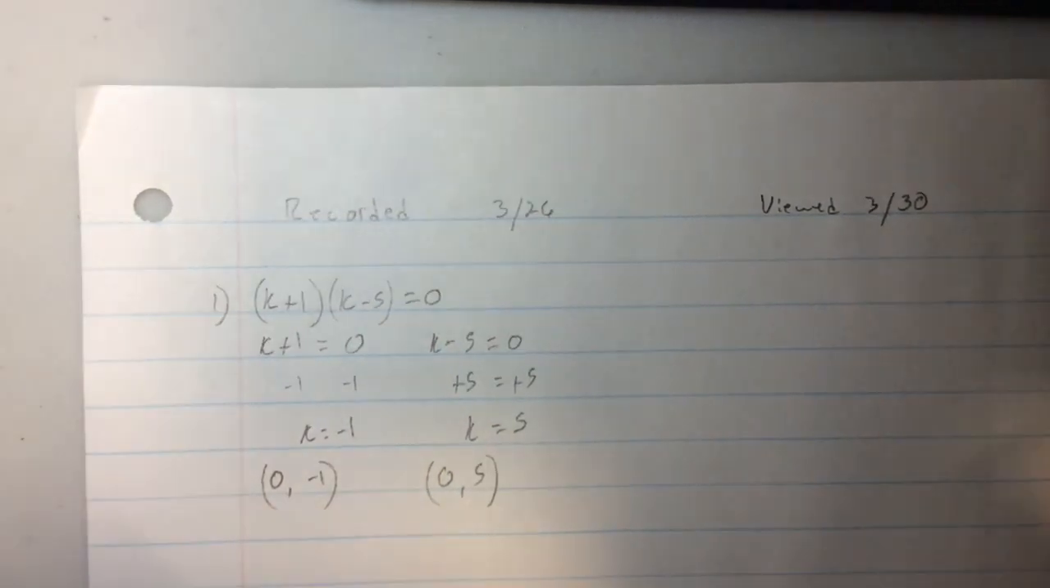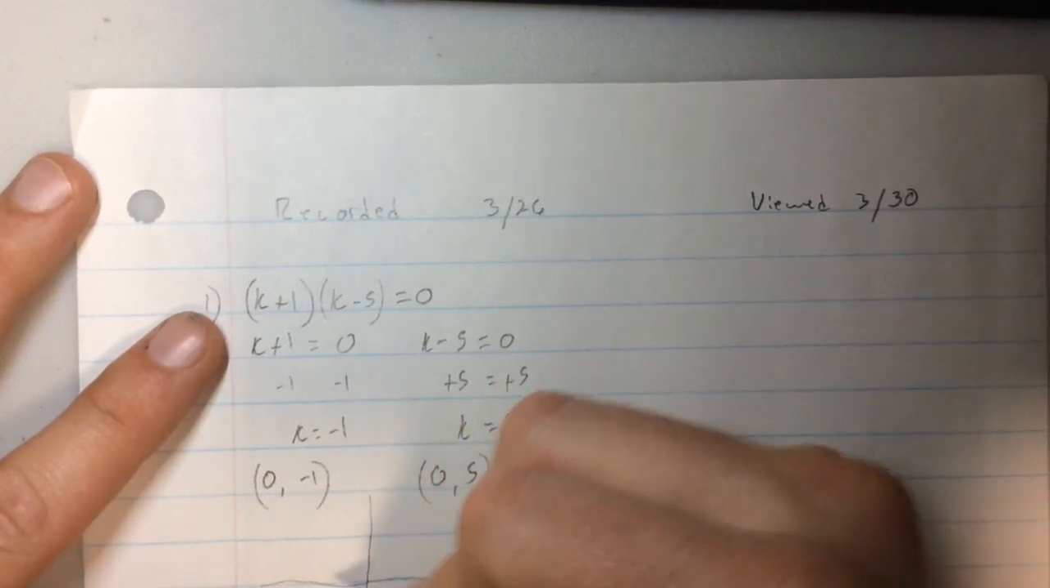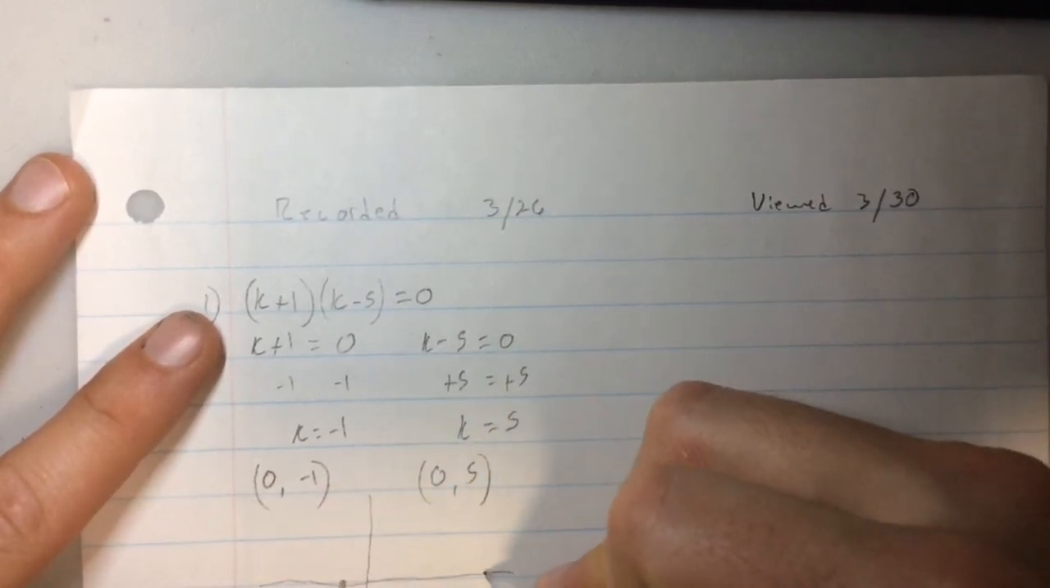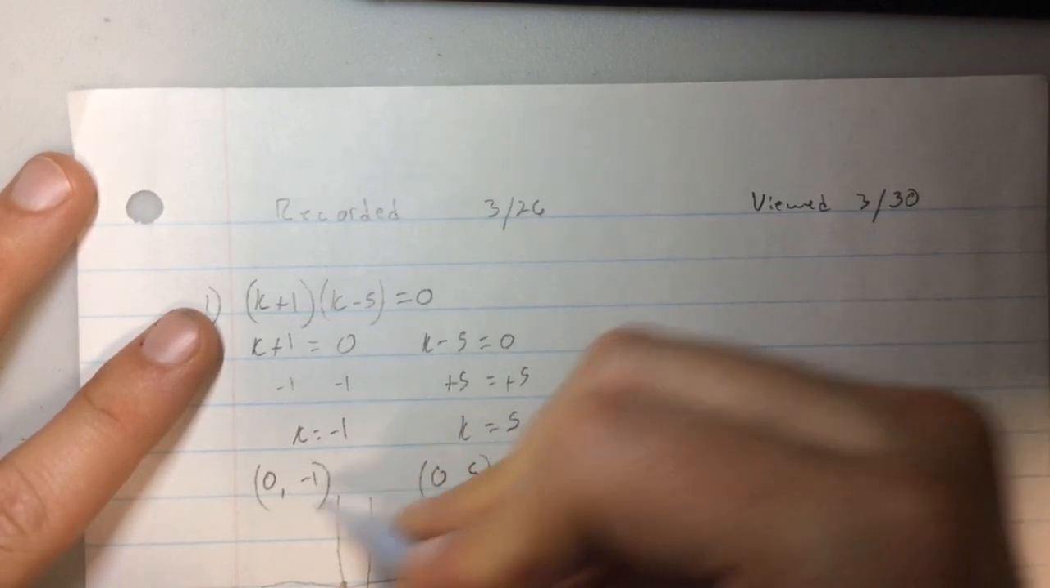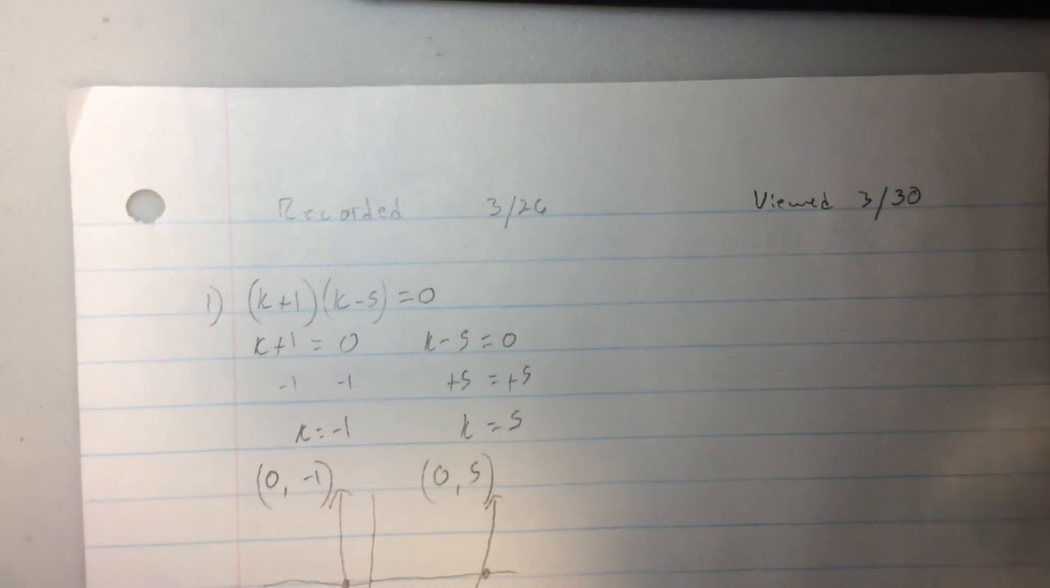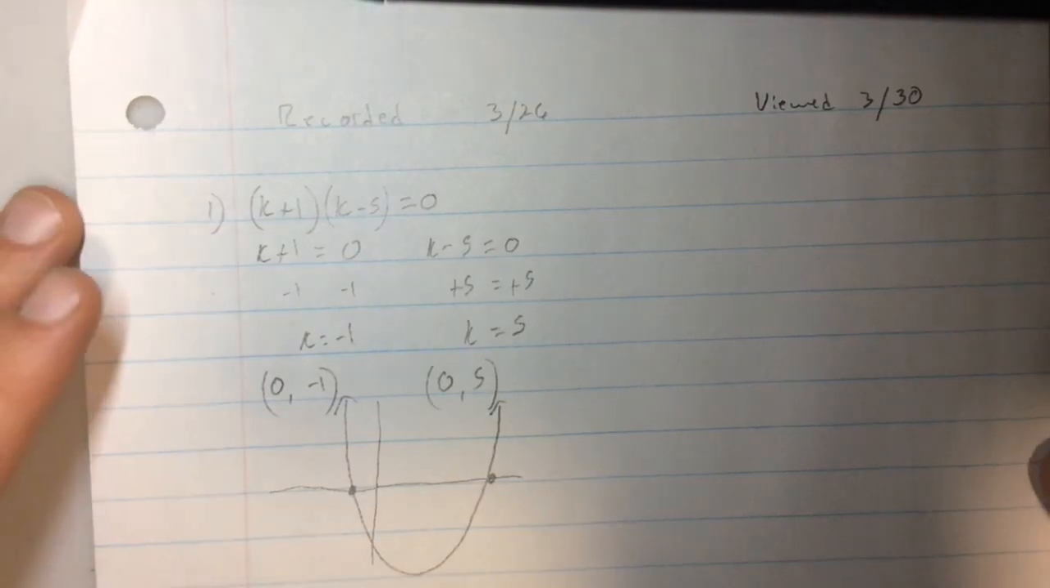And so what that means is if you were drawing your parabola, I'm just going to do a rough sketch real quick. We're going to have one here at -1 and one over here at 5. And so that means that our parabola is going to do something like this. Maybe it goes down. I don't know what the a value is, but in some capacity you can see that that's where they would cross the x-axis.